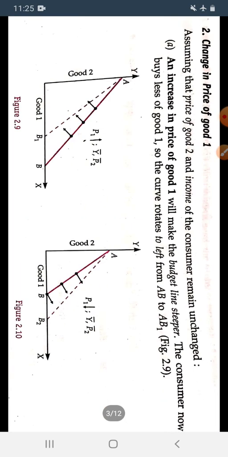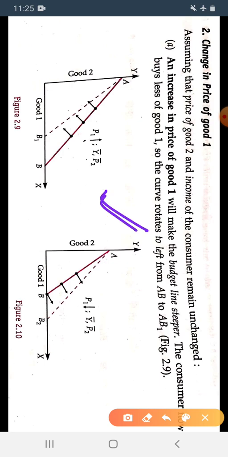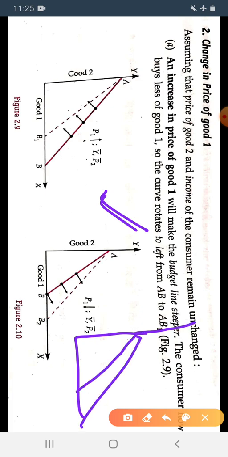Now the second condition is when there is a decrease in the price of good 1. When there is a decrease in the price of good 1, the curve will become flatter because now the consumer will buy more of good 1, so the curve rotates rightward.